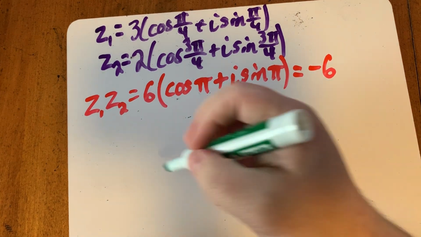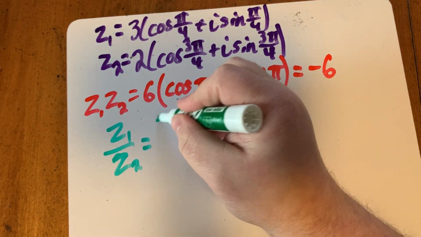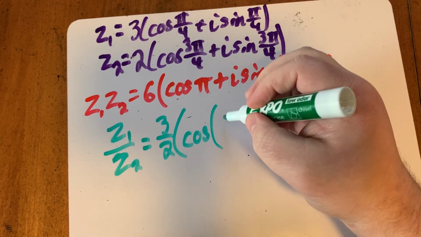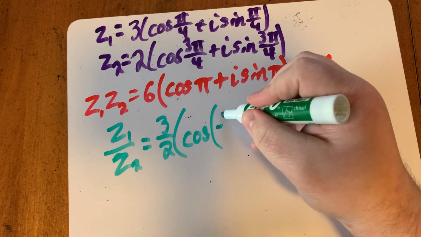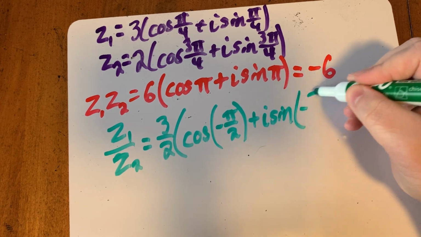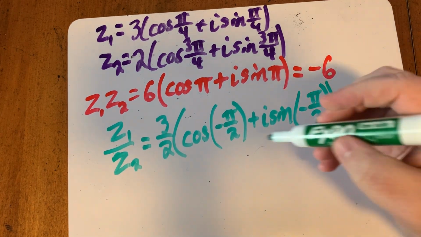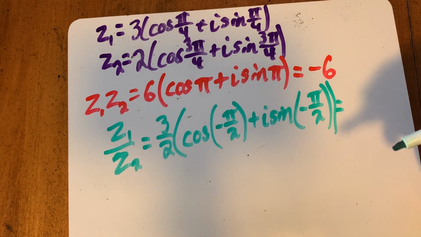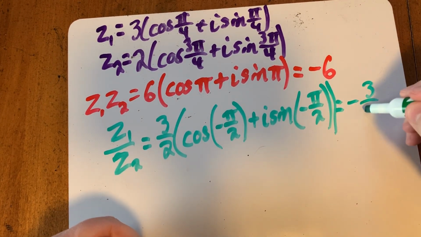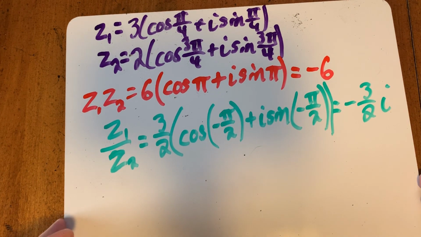And if we want to divide, similarly, z1 over z2, it'll be 3 over 2, and then cosine of the difference of the angles. So pi over 4 minus 3 pi over 4 is -2 pi over 4, which is negative pi over 2, plus i sine of negative pi over 2. So this time, cosine of negative pi over 2 is 0. Sine of negative pi over 2 is -1. So it'd be -3/2 i. All right. So multiplying and dividing is a little easy.